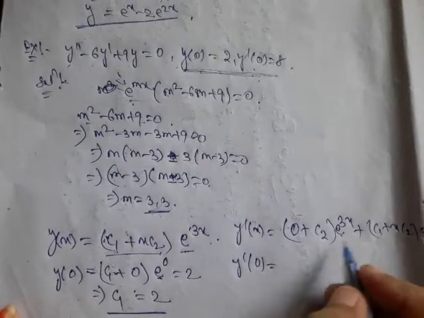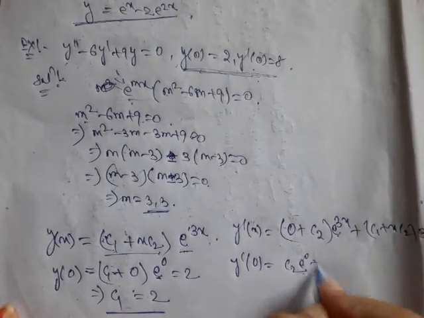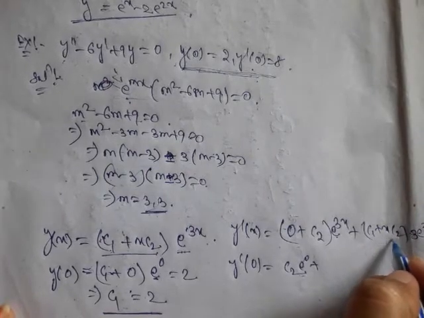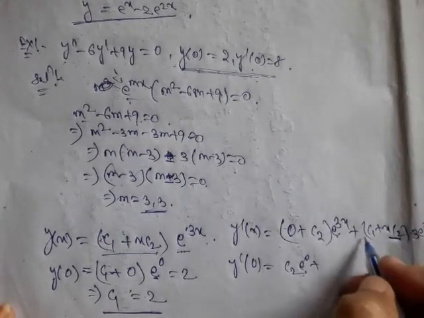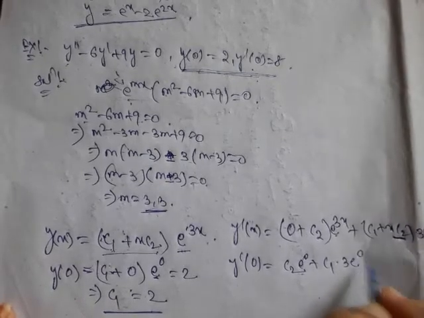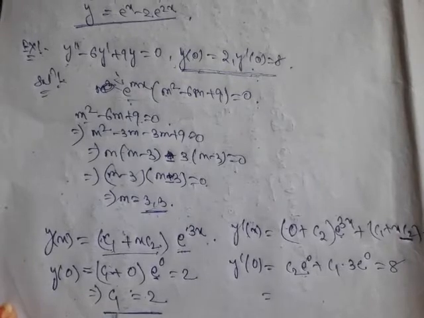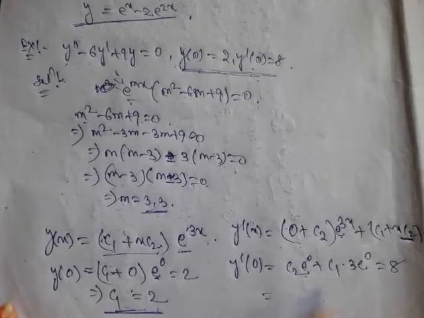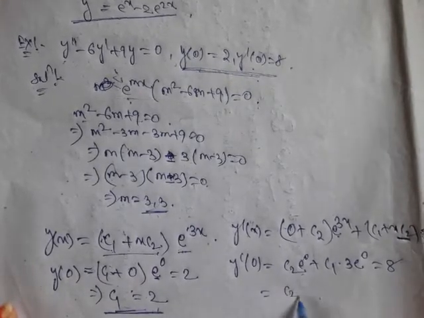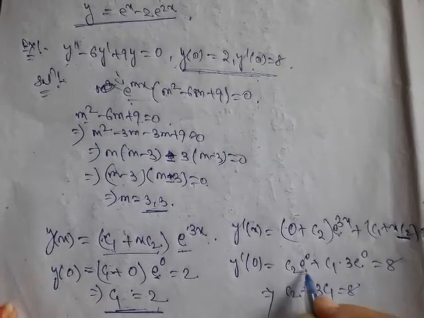So in place of x we put 0. So this is c2, here we put 0, then e to the power 0, plus here this term is 0, so only c1 into 3 e to the power 0. This equals to, here is also given 8. Okay, then c1 we know that is 2, so this term is c2 plus 3c1 equals to 8. E to the power 0 is 1.